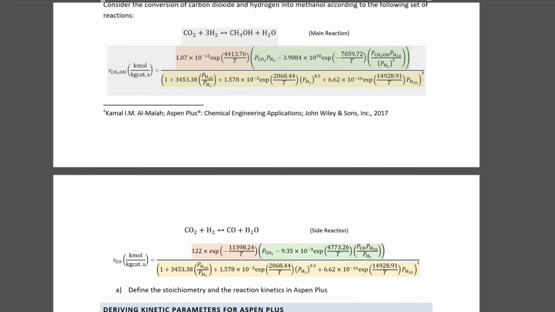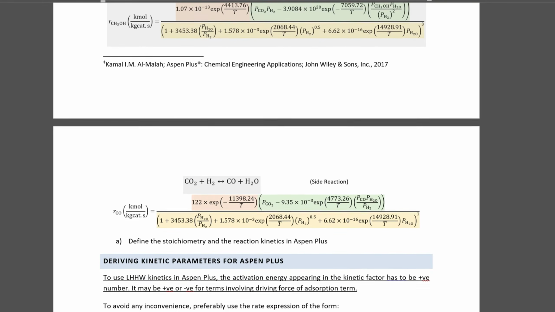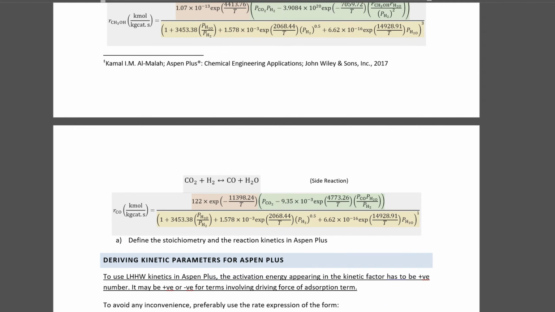Similarly, the side reaction is the water gas shift reaction, where hydrogen reacts with carbon dioxide to produce carbon monoxide and water. The rate expression for this water gas shift reaction is also expressed in terms of the LHHW model. So you are asked to define the stoichiometry of this reaction and kinetics in Aspen Plus.